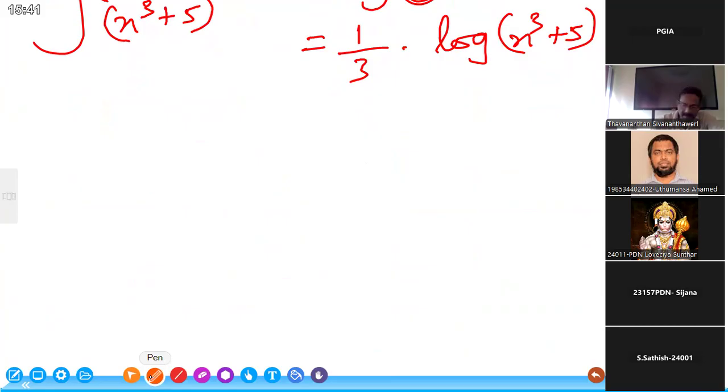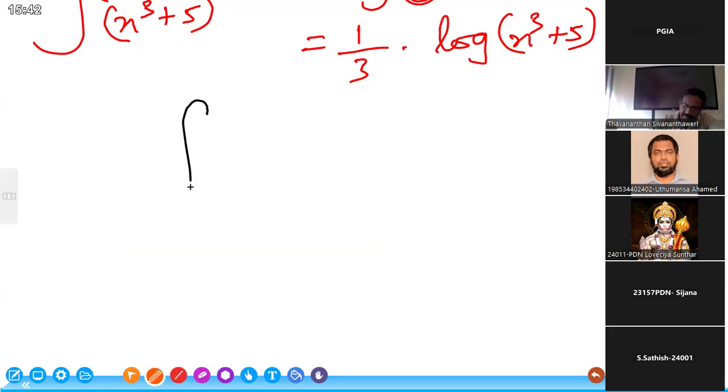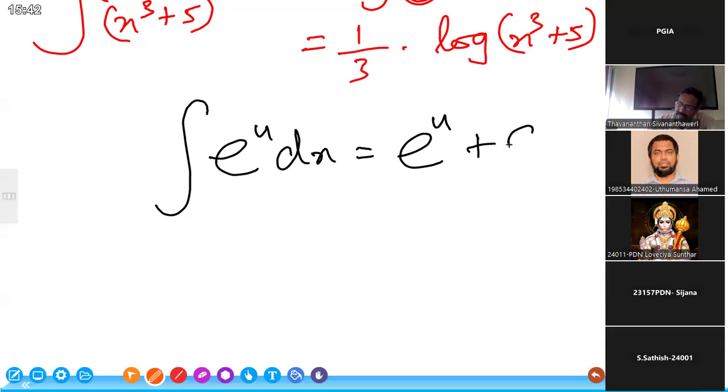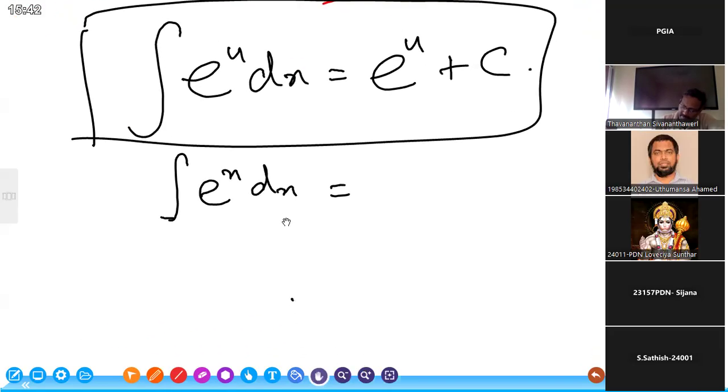Right. You have plenty of examples in the tutorial you can try. I will give you some other examples. Let's say integration of e to the power u dx. This is another rule. So this will be given as e to the power u plus c. So integration of e to the power x with respect to x is given as e to the power x plus c.